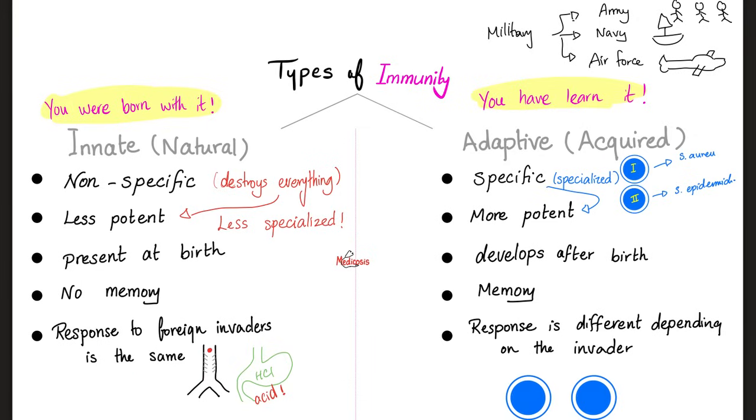Acquired or adaptive immunity, you were not born with it. You have to learn it. It is specific. The lymphocytes that target the influenza virus are not the same as the lymphocytes that target the pox virus, etc., etc. More potent, develop after birth, memory. Oh, I remember seeing this virus before, making your second response stronger and faster than your first exposure.